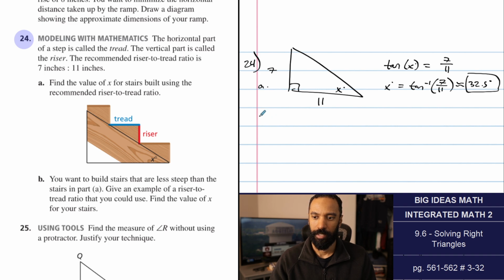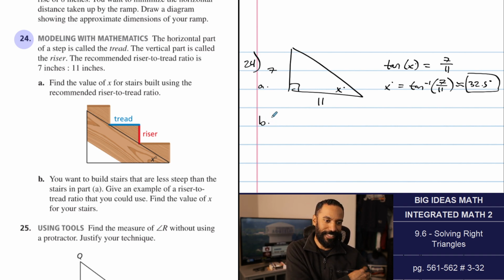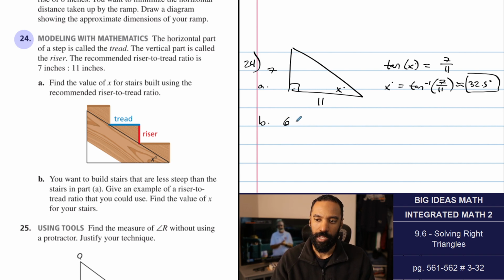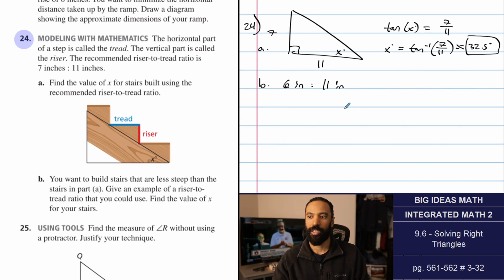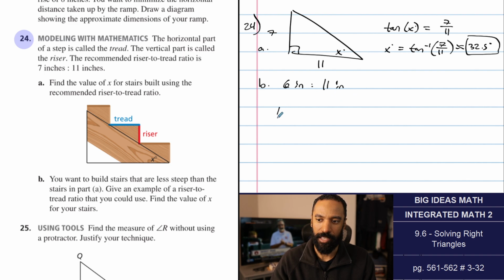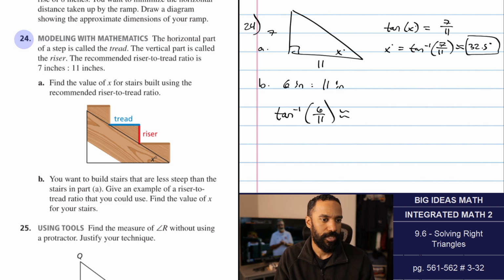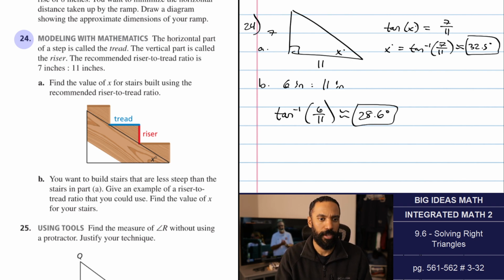That's part A. Part B, you want to build stairs that are less steep than the stairs in part A. That's kind of what I was saying. Give an example of a riser to tread ratio you could use. Find the value of X for your stairs. Well, you could use 6 to 11. You could use 6 inches to 11 inches because that'll lower the rise while the tread stays the same. So let's do that same thing. Let's use the new X, the inverse tangent of 6 over 11. I could use 7 over 12, something like that. But 6 over 11, inverse tangent of that, is going to give me an angle this time of 28.6 degrees. Not much less, but a little less. Not the recommended, though.